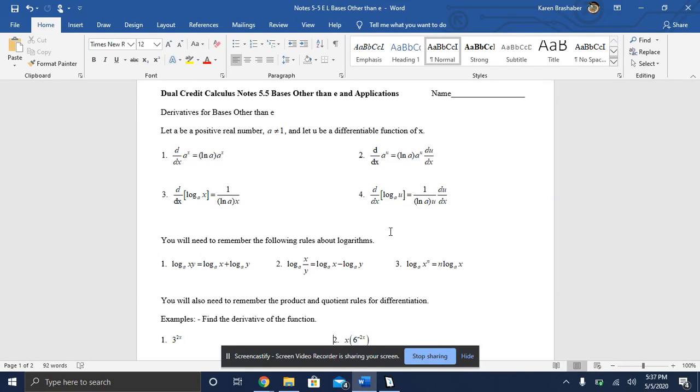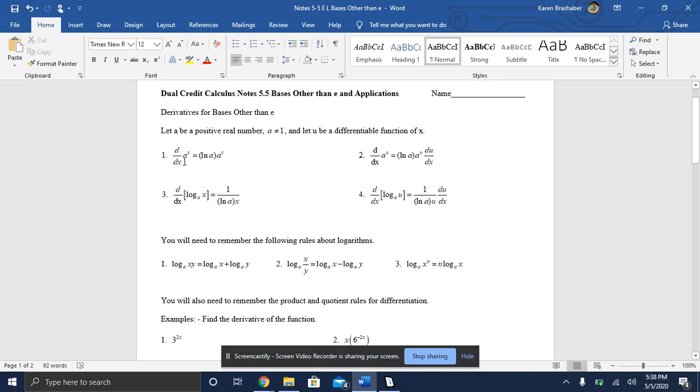Well, we're going to work on some notes today for extra topics that Vincennes requires. And these are, first of all, bases other than e, where we take the derivative of those. And so we'll look not only at an exponential, but also at a logarithm, where the base is something other than e. So you have basically two new rules.